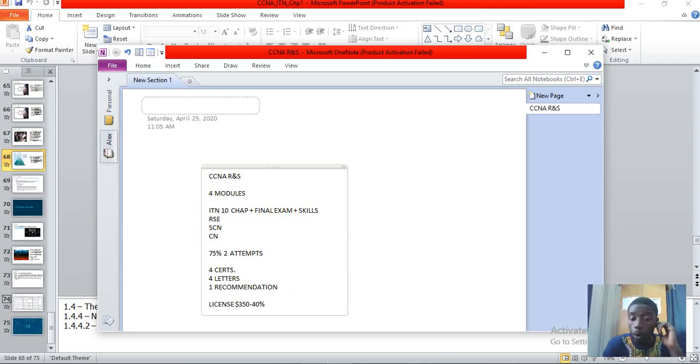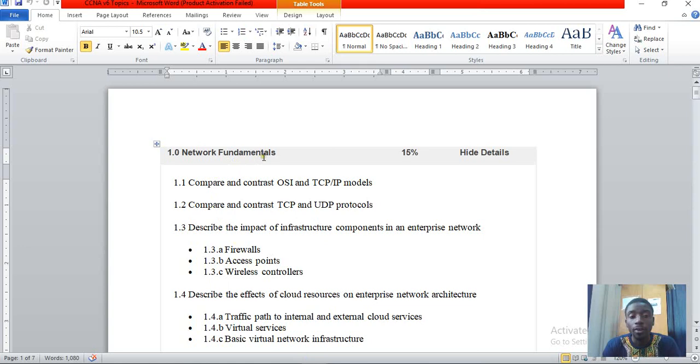And also, what do we expect to learn from this CCNA is that first I will take you through the modules of your license exam. So you have the network fundamentals.